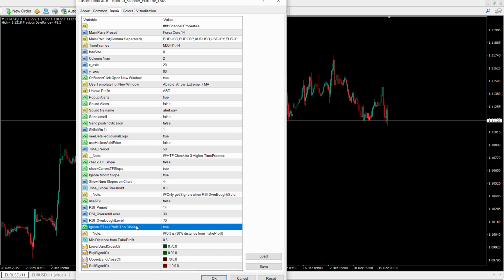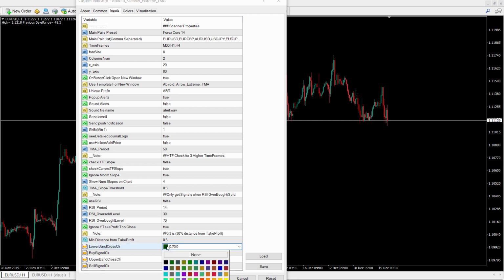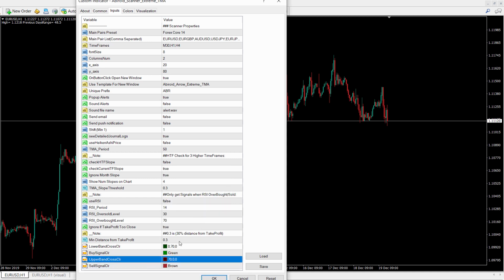And ignore if take profit is too close. This is true by default. And min distance from take profit, this is 30%. Now these are the colors for the background. By default, this is set to a darker green, and this is set to a lighter green. So let me just set this to green, and I can set this to maybe brown, so that the difference is visible.